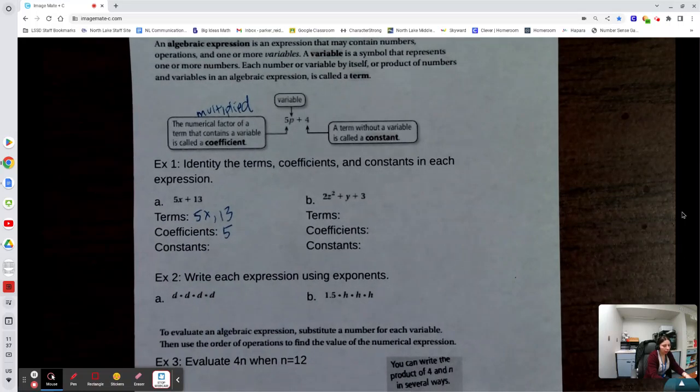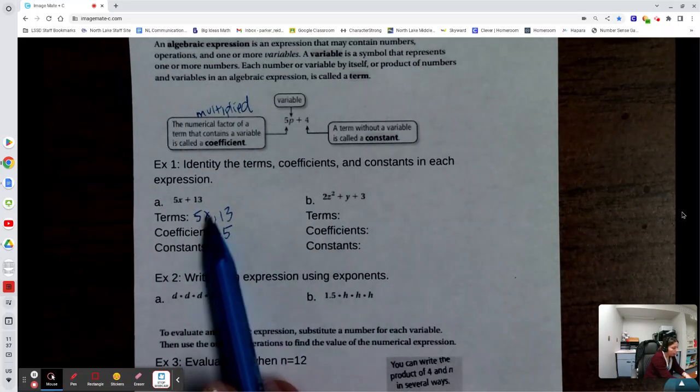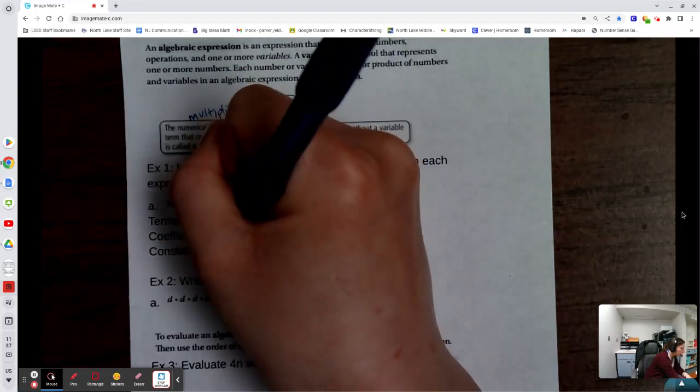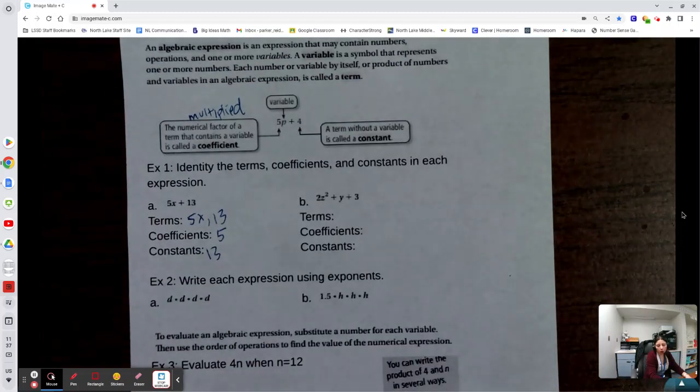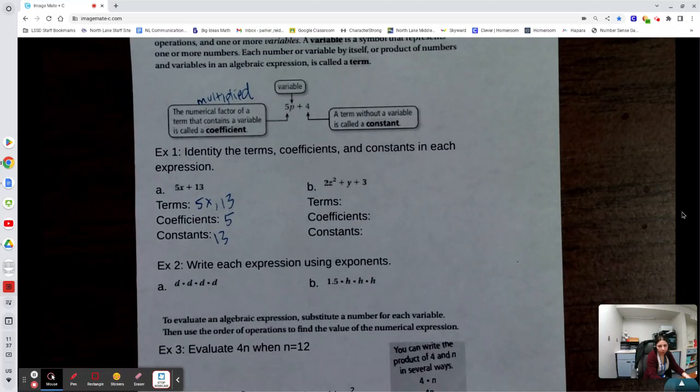And last but not least, we have constants. Remember, constants are terms, so I can look at my list of terms that have no variable at all. This term does have a variable, but this one does not. So 13 is our constant. Sometimes there are no constants, but in this case there is.